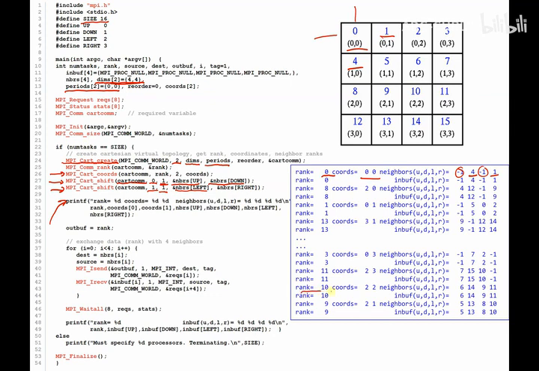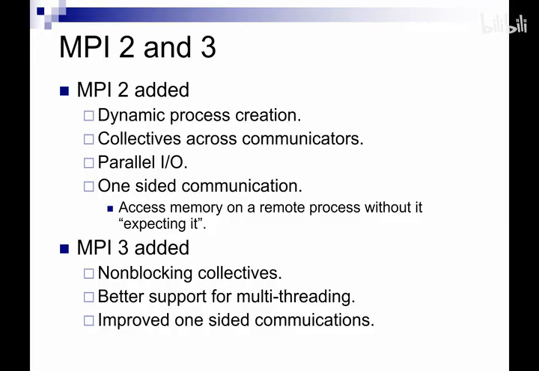Now if you're some other process, let's say process 10, then your coordinates are going to be 2, 2, and your up, down, left, right neighbors are going to be 6 up, 14 down, and then 9, and then 11. Okay, so this is how you use these topology creation operators. All right, so we're almost done here.